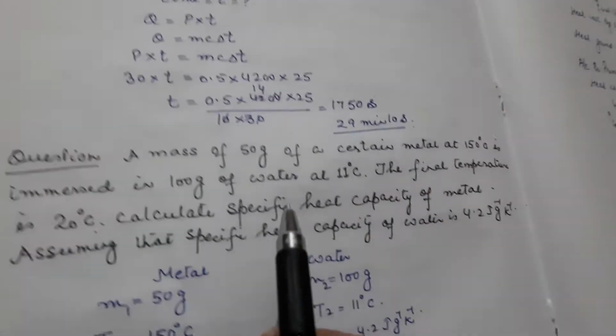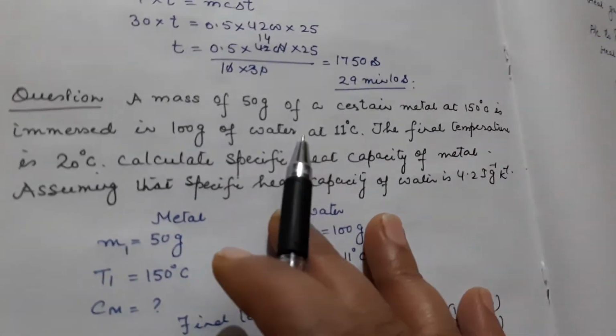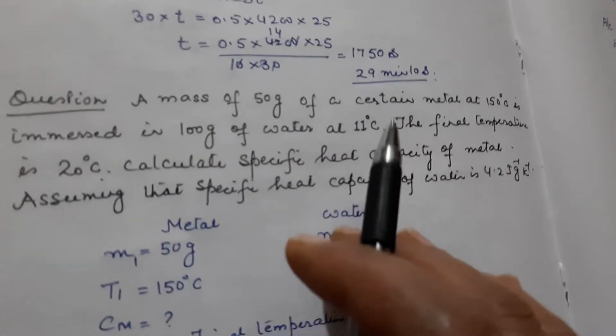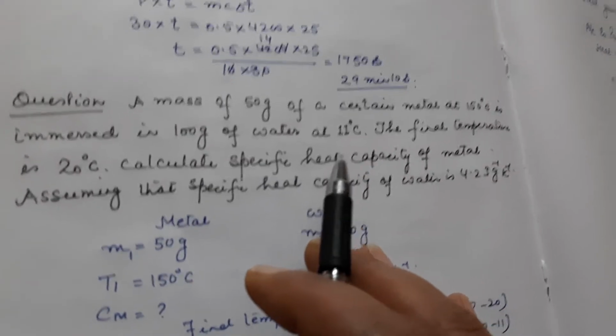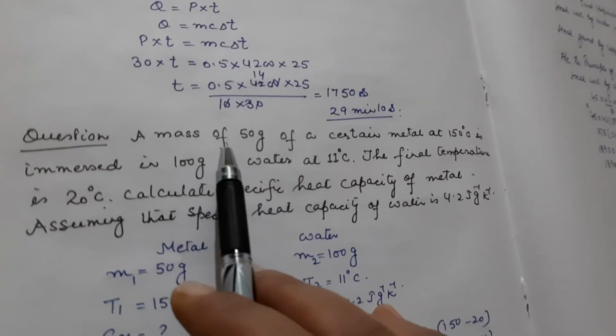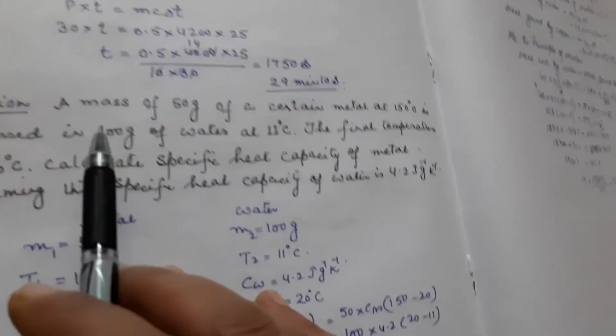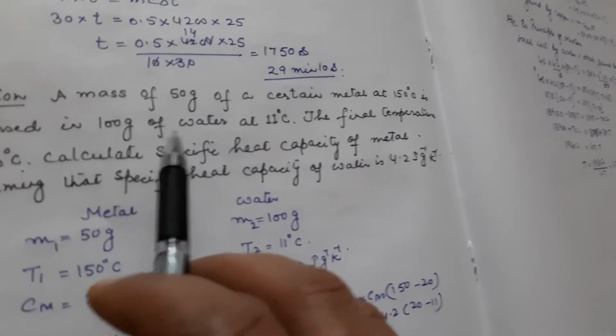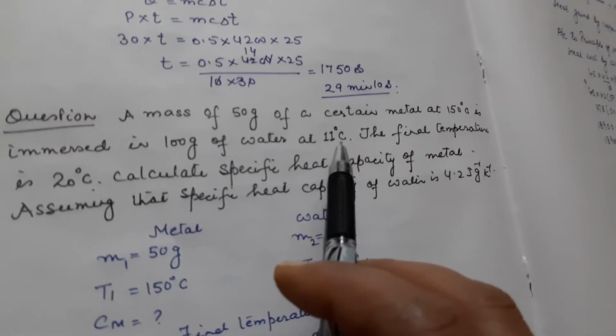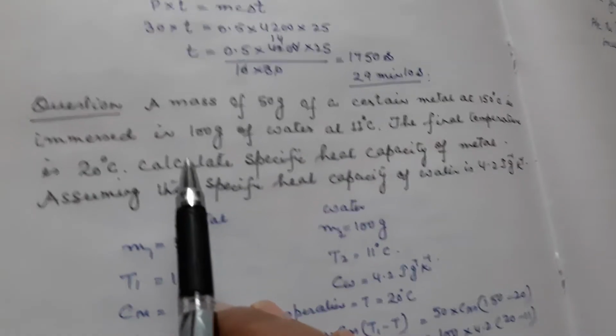Next question. Now see here, in all the above questions there is one thing, no mixing. But in this question mixing is there. That means it will show how to apply the principle of calorimetry. So the question is, a mass of 50 gram of certain metal at 150 degrees Celsius is immersed in 100 gram of water at 11 degrees Celsius. Immersed means mixing is there.